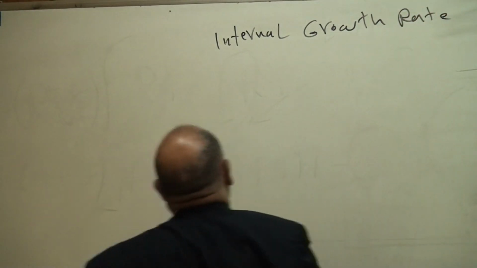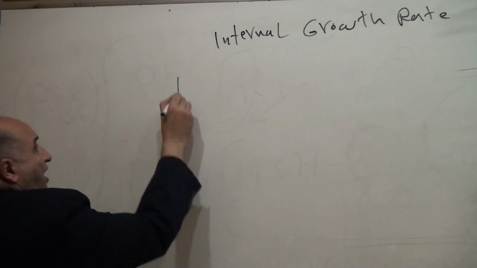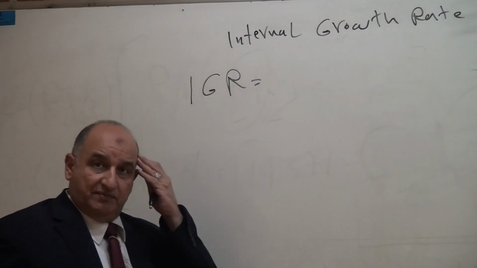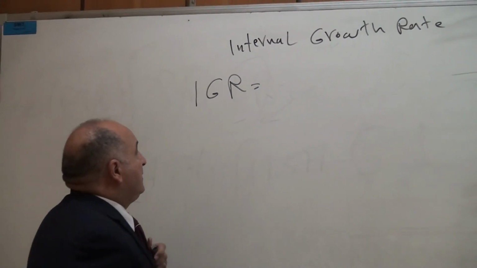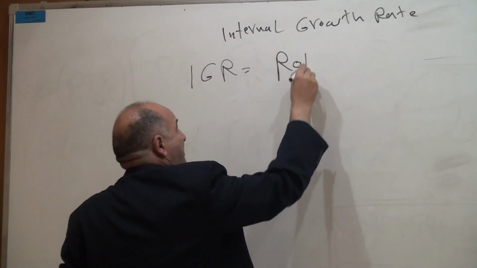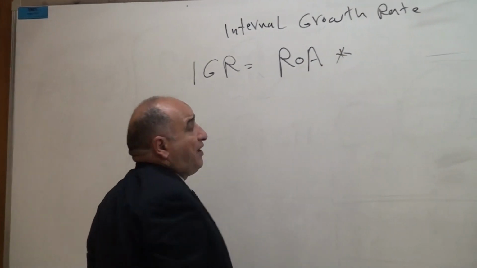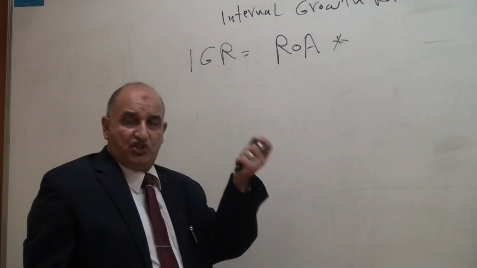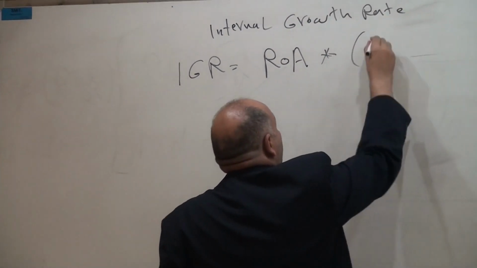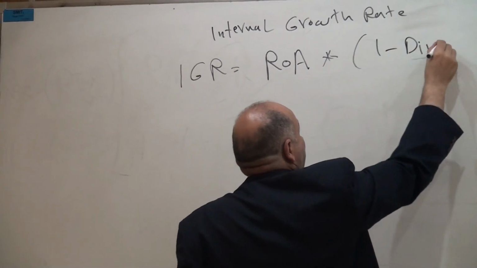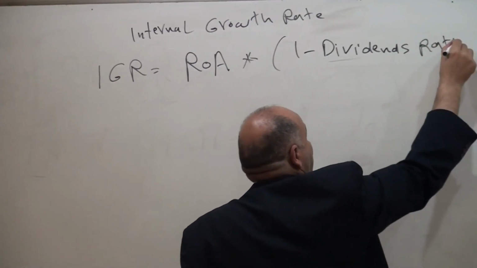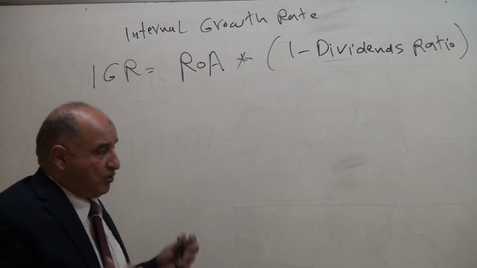Internal growth rate, normally we call it IGR, معدل النمو الداخلي. Internal growth rate equals ROA multiplied by retention ratio نسبة الأرباح المحتجزة, or multiplied by 1 minus dividends ratio. Dividends ratio نسبة التوزيعات.